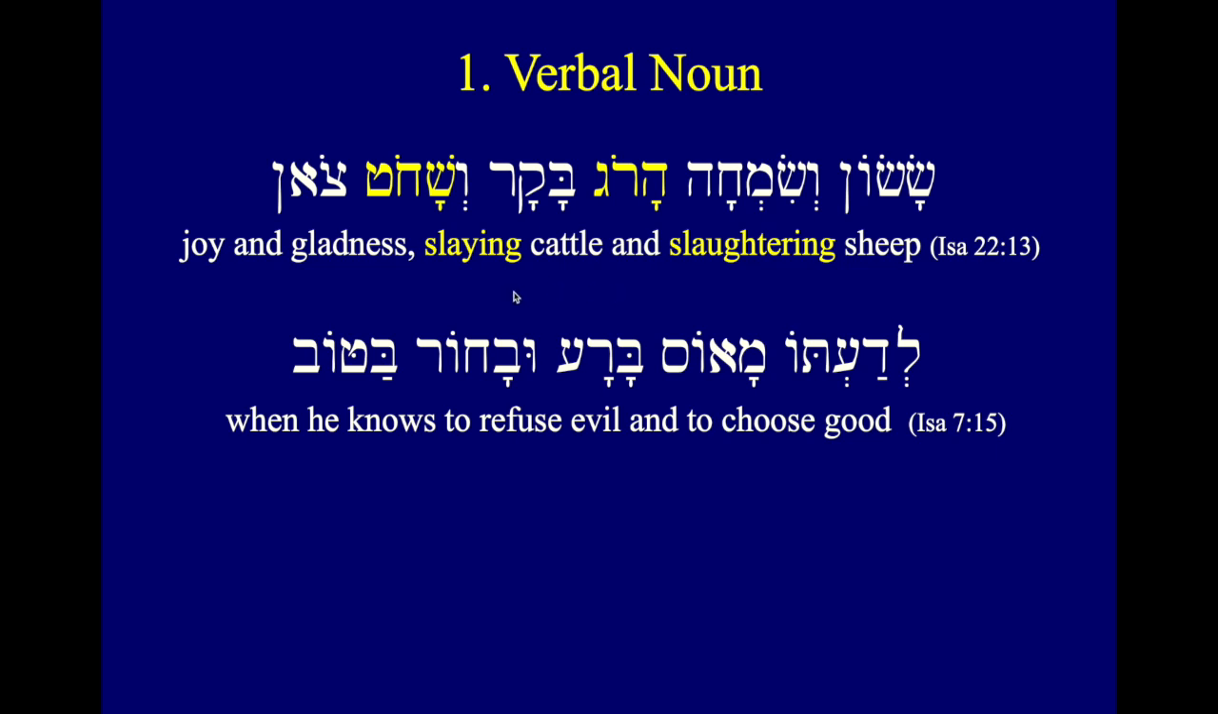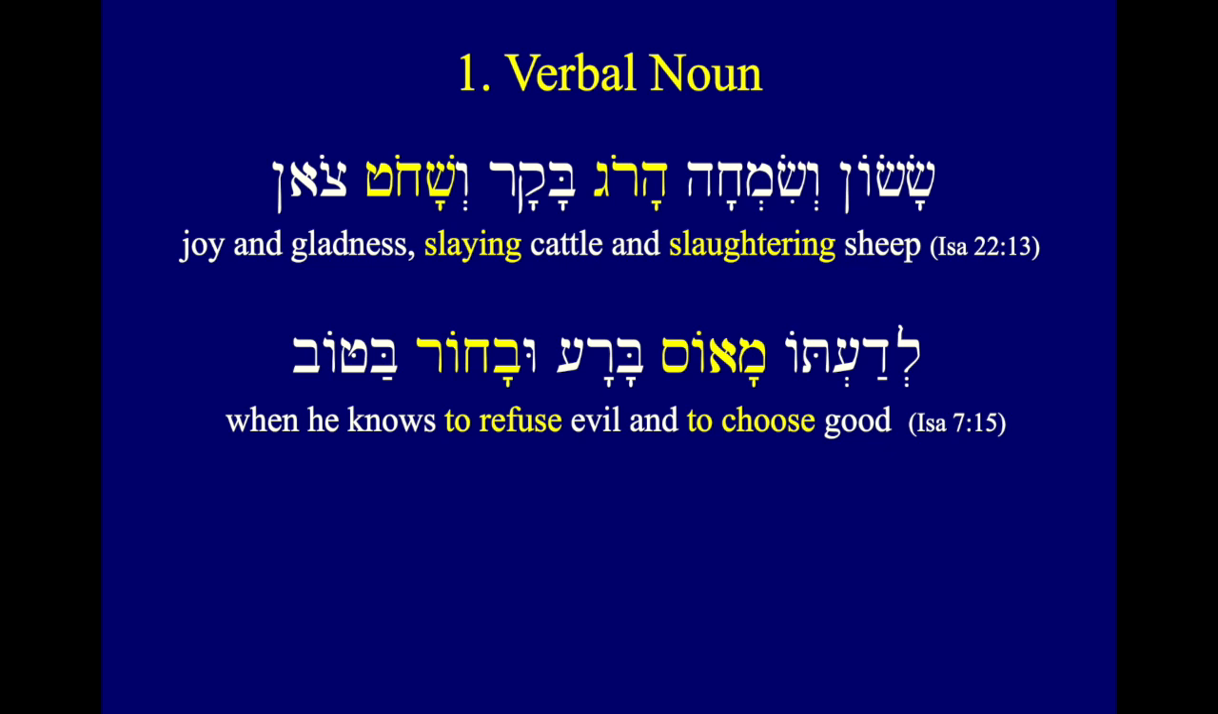But in any event, so for his knowing, when he knows evil and chooses the good, this is part of the blessing. I mean, the prophecy of salvation in Isaiah, right? This is Isaiah chapter 7, the Emmanuel prophecy, God is with us. So here we have our infinitive absolutes, our Qal infinitive absolutes, which are functioning.